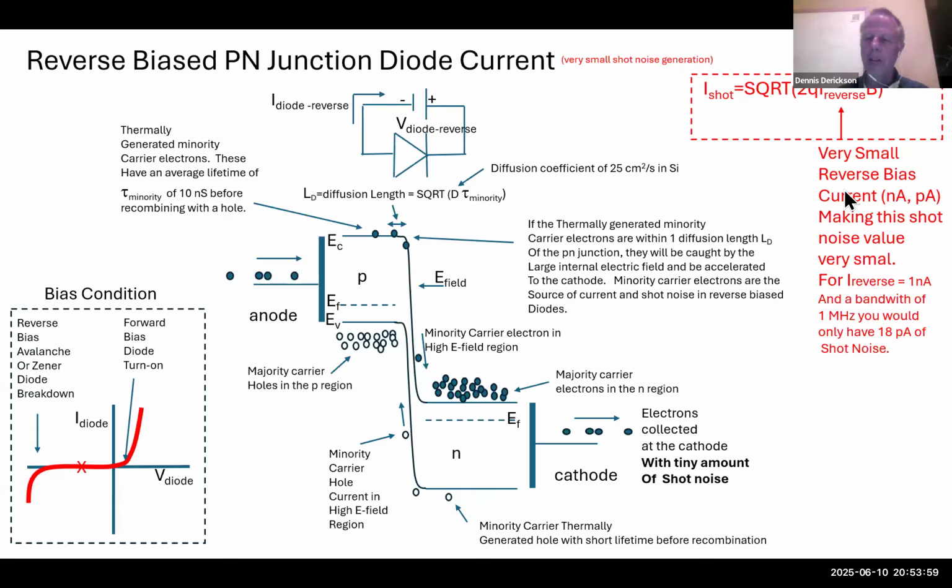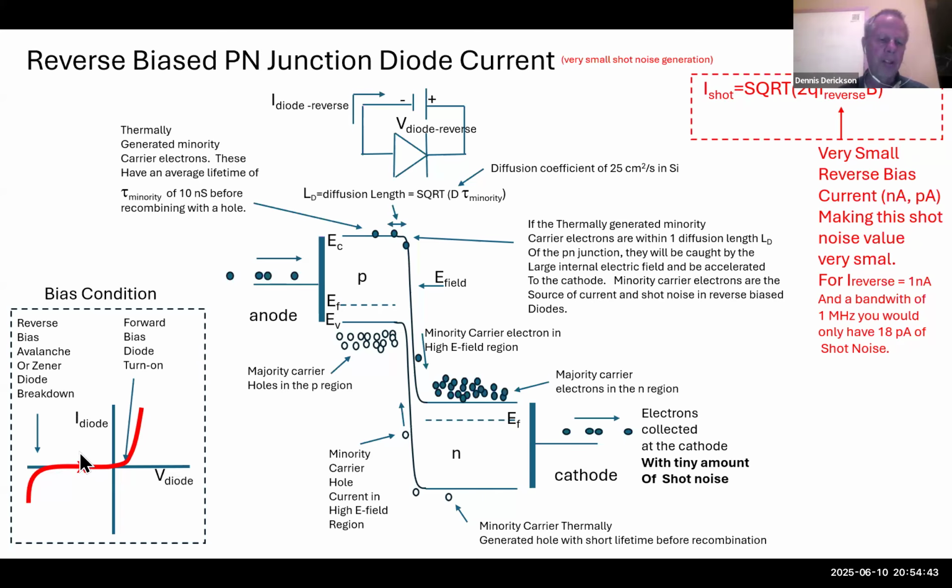So typically these currents are nanoamps or picoamps in reverse bias, making the actual value of the shot noise very small. So if you had a reverse bias current of these minority carrier electrons of 1 nanoamp and a bandwidth of 1 megahertz, you'd only have 18 picoamps of shot noise. And if you have much less bandwidth than that, you'll have even less noise. So generally, the current in reverse bias is so small that shot noise is oftentimes not an important source of noise in reverse bias diodes if you're just having this small current in this particular bias condition for the diode.